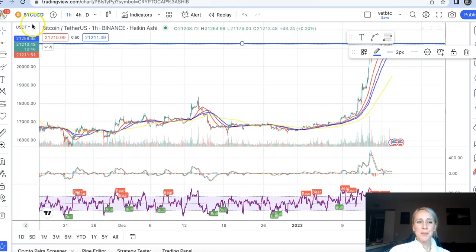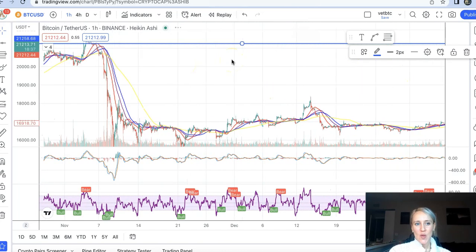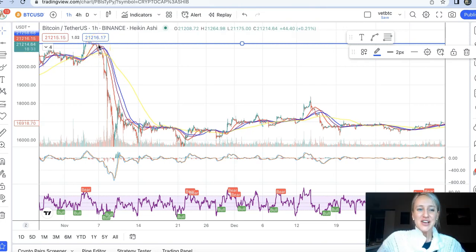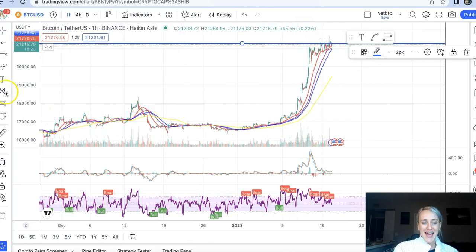So Bitcoin's been taking off, but if you look back through the data, this is when the FTX scandal started. When that came out, there was obviously a huge downtrend. And the last few days it's been down, but it just had a parabolic move. And this is on the 1 hour.